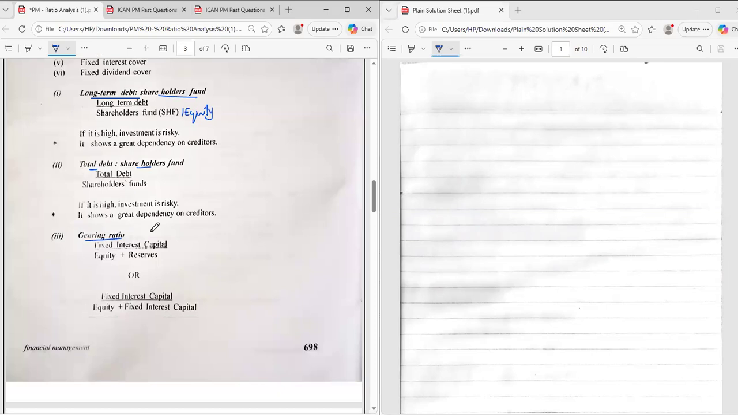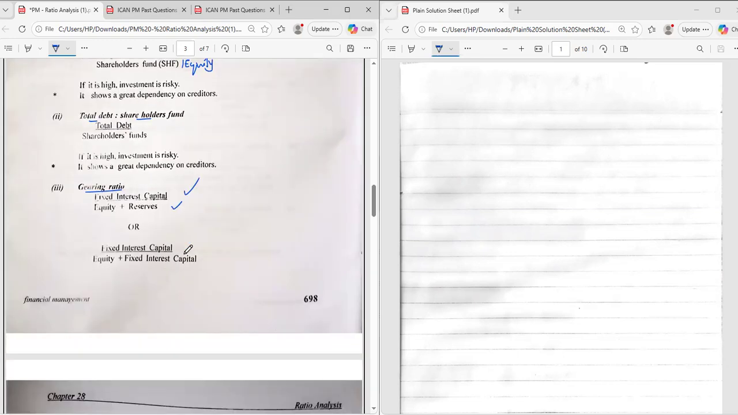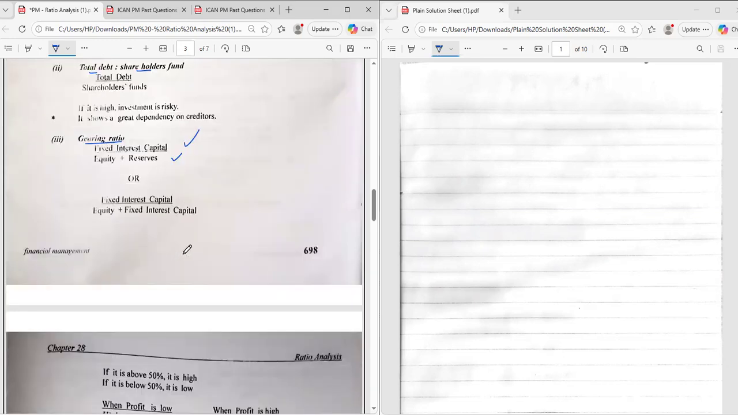Then this one is always tested: the gearing ratio. There are different formulas for gearing. It just depends on the availability of information. So one of the formulas for gearing is fixed interest capital divided by equity plus reserve. You can jot that down. Or you say fixed interest capital divided by equity plus fixed interest capital again added to it. It all depends on the availability of information that you have.